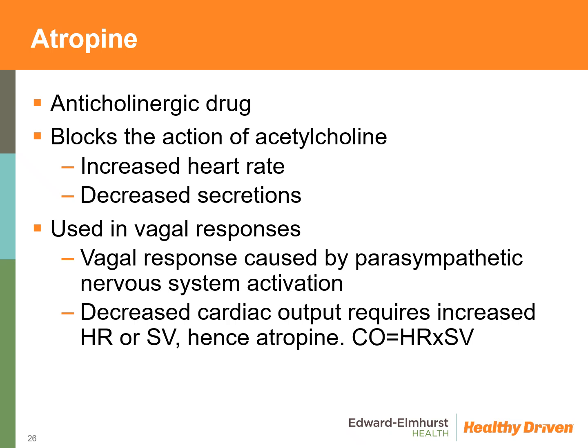Atropine is an anticholinergic drug. It blocks the action of acetylcholine, increases heart rate, and decreases secretions. Used in vagal responses, and the vagal response is caused by a parasympathetic nervous system activation. It causes decreased output, requiring heart rate or stroke volume support, hence atropine.